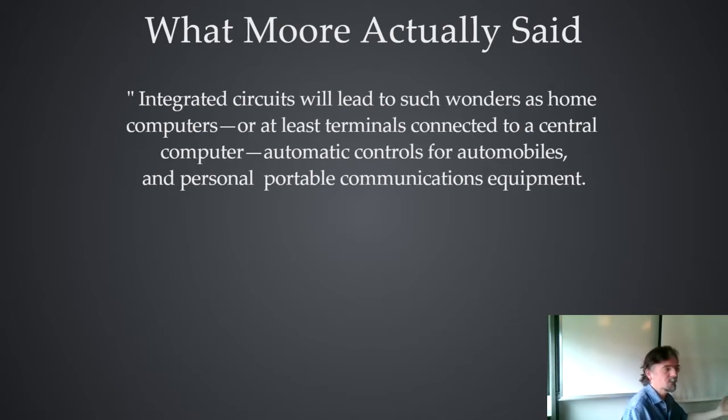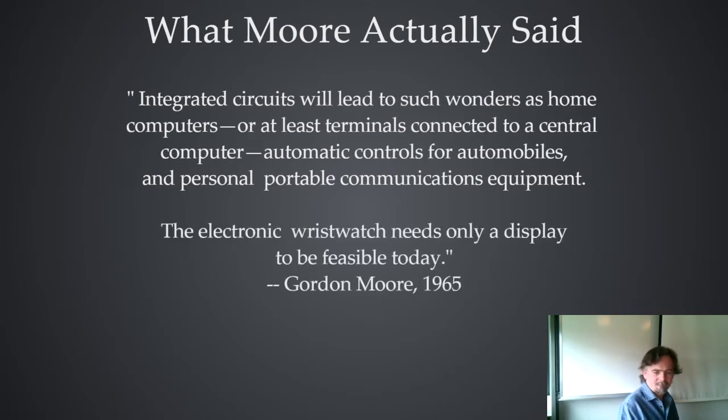And that's before you add self-driving. Even kind of standard issue cars have got quite complex computers in them now. And personal portable communications equipment. Well, your phone, right? That's part of the same trend. Indeed, the electronic wristwatch, which hadn't quite been invented yet, but he could anticipate that it was coming feasible by just extrapolating this doubling law.